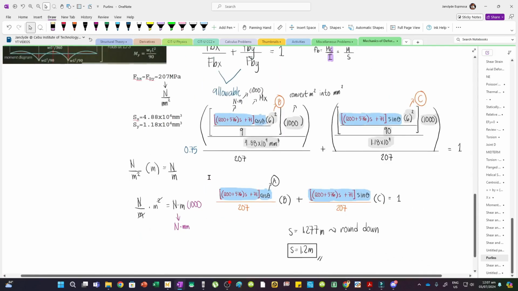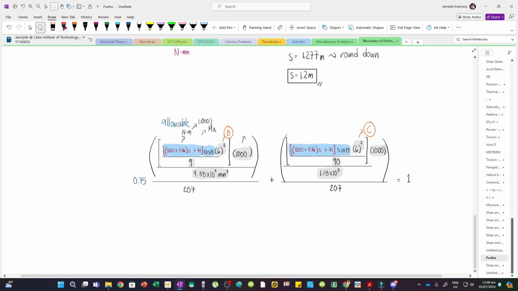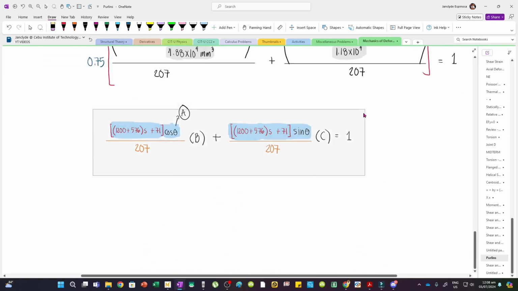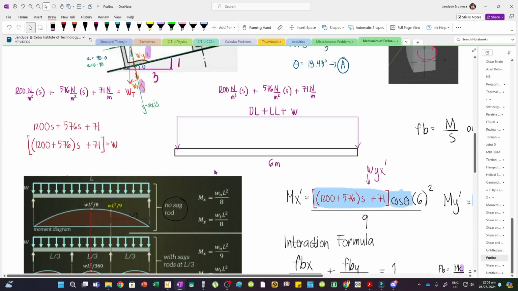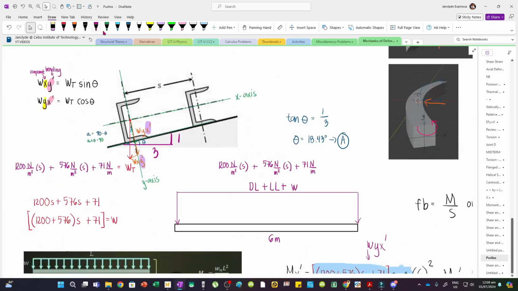Yan. And so, let me just copy this one. Bale, remove ko na lang to. For D plus L plus W combination, ito yung bagong expression natin. We need to multiply the whole expression by 0.75. Now, let's just use this one since this is the shorter approach. So, we have to multiply this whole expression by 0.75. But, again, we need to account the new load, which is the wind load.